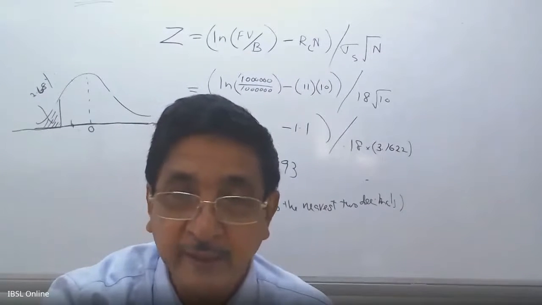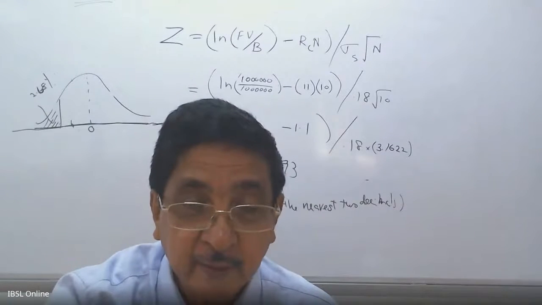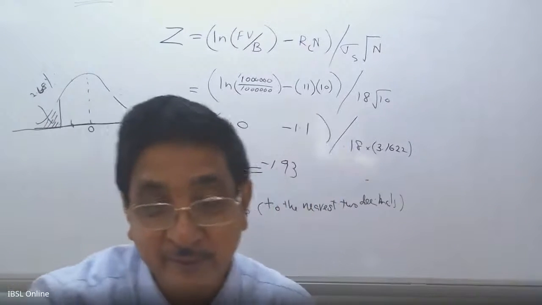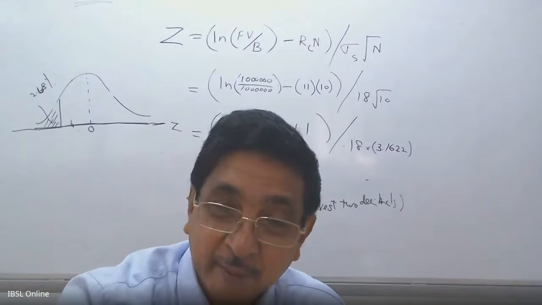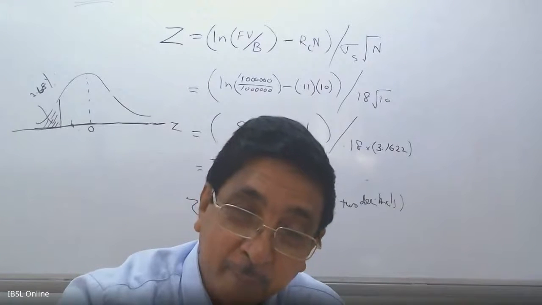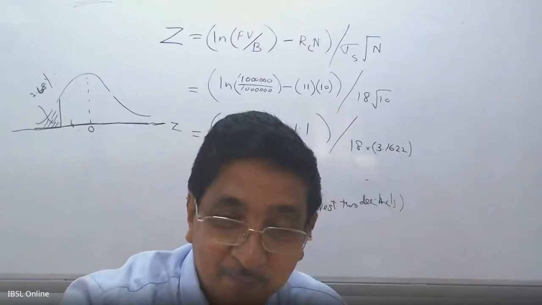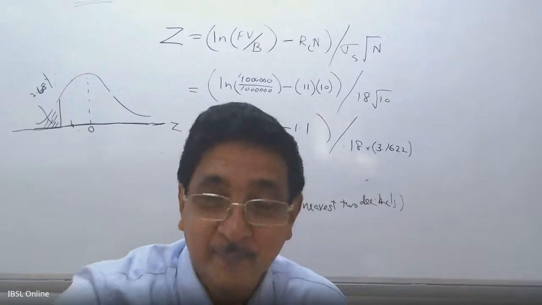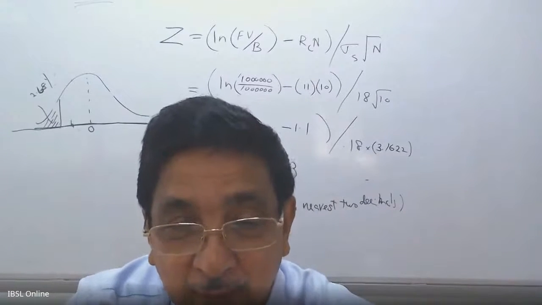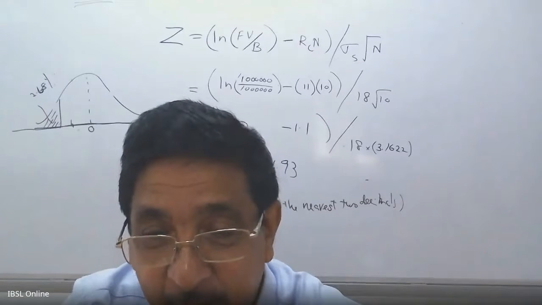Now you have to be careful here, because the question asked is the probability of losing, not having a profit. So we don't need to deduct it from 100. The answer comes as it is. Therefore, the answer would be 2.68%. Losing in 10 years, the answer would be 2.68.